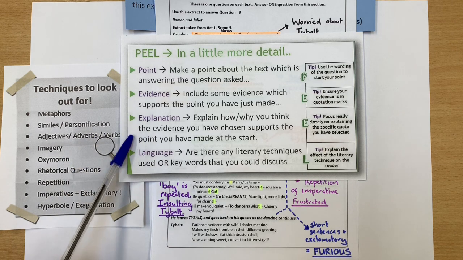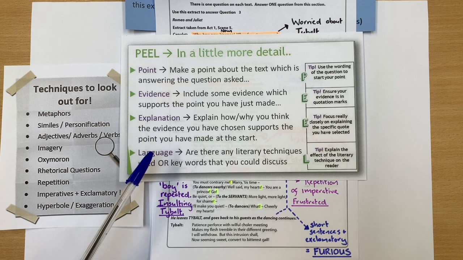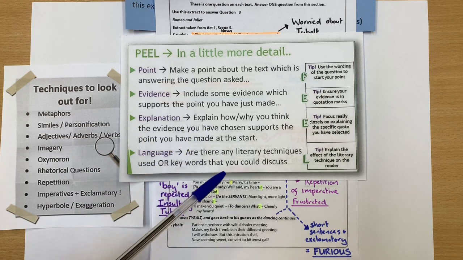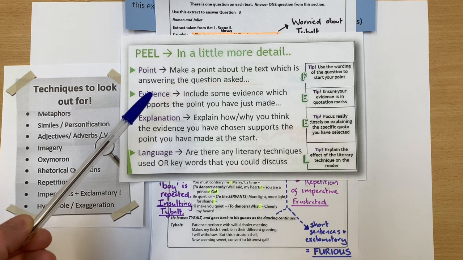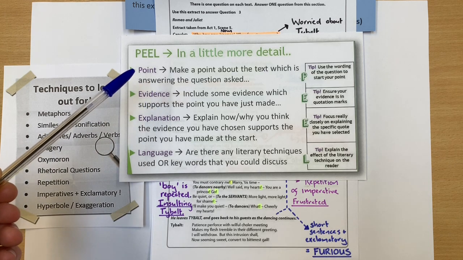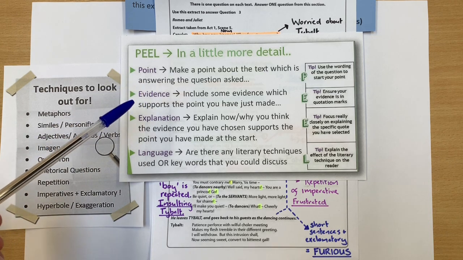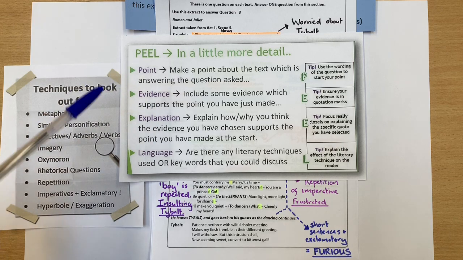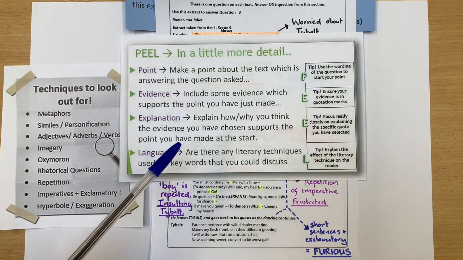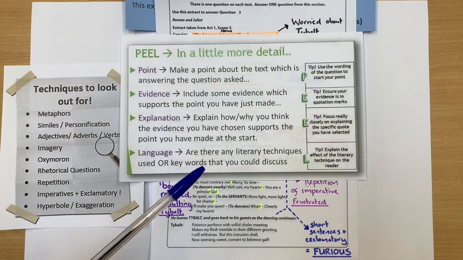The explanation and language is all kind of mixed in together, and that's simply where you are explaining how or why you think that evidence supports the point that you've made previously. So you're just explaining your evidence and how it supports that point, and talking about any language devices that have been used to help with that.